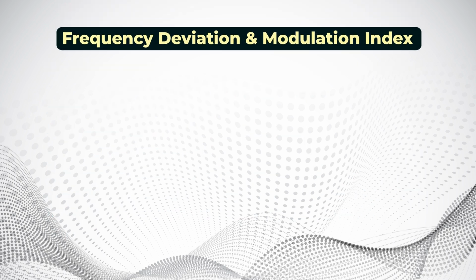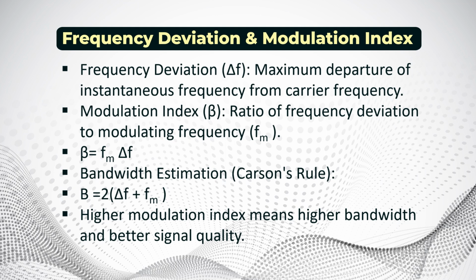While discussing the basics, one of the key parameters in FM is the frequency deviation. It is denoted by Δf, which indicates the maximum departure of the instantaneous frequency from the carrier frequency. The modulation index β is defined as the ratio of the frequency deviation to the modulating frequency fm. The modulation index determines the bandwidth of the FM signal.